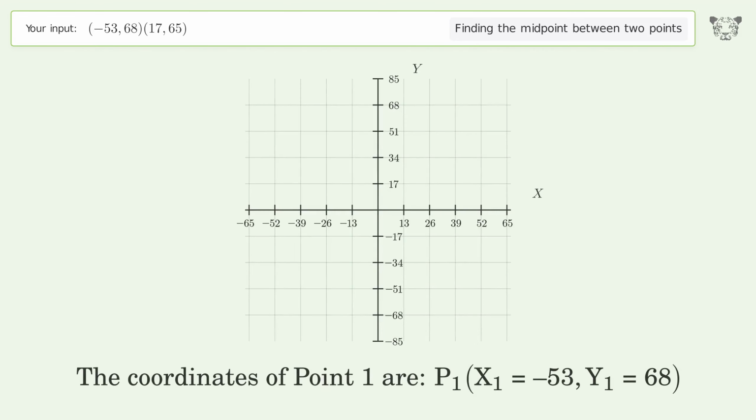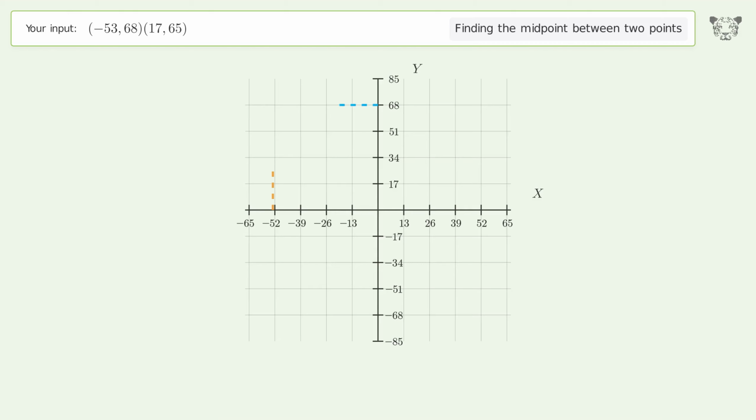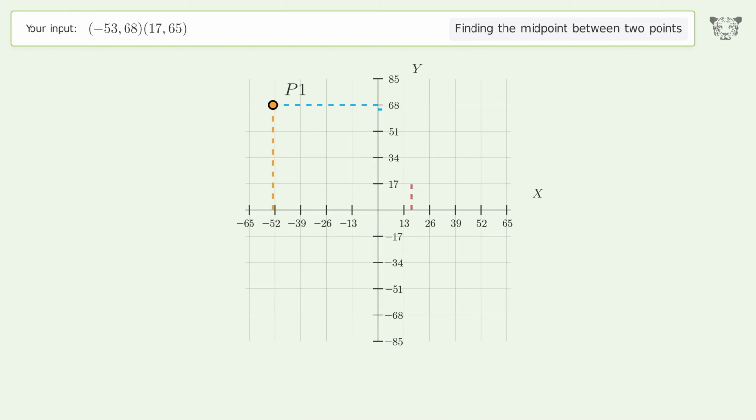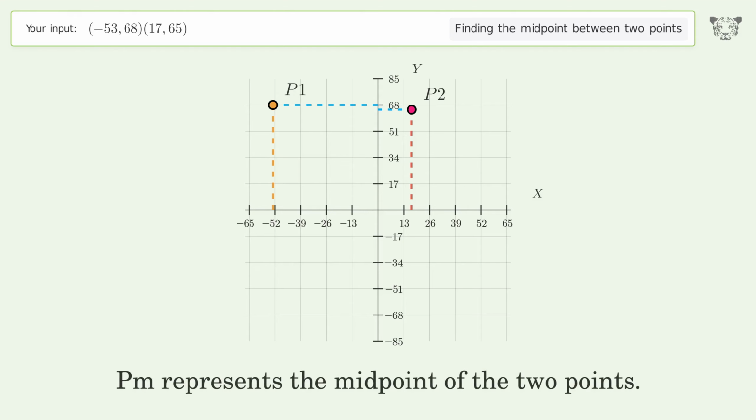The coordinates of point 1 are, x1 equals negative 53, y1 equals 68. The coordinates of point 2 are, x2 equals 17, y2 equals 65. PM represents the midpoint of the 2 points.